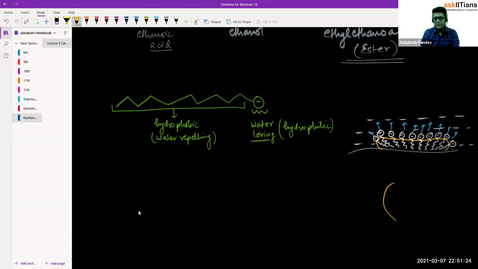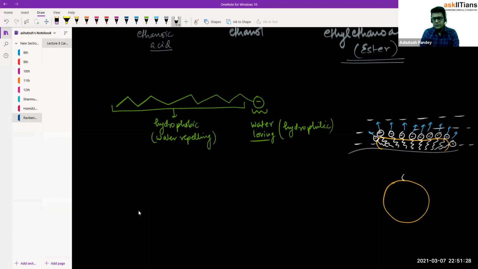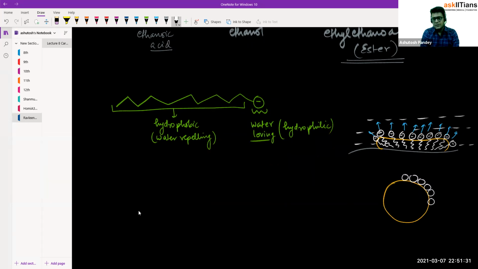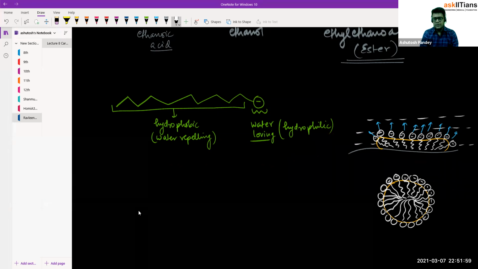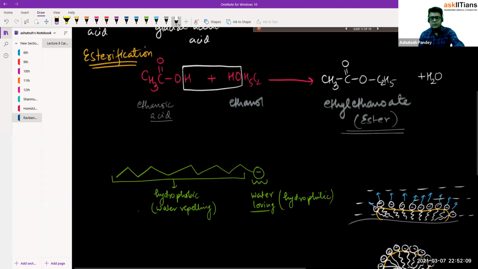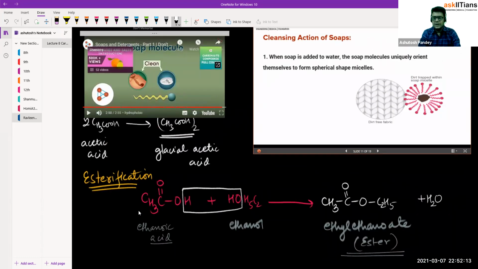So we are going to have this situation in which we have all these soap molecules arranged in a spherical manner like this, with the negatively charged part or hydrophilic part outside, and this spherical arrangement is called a micelle. So the dirt is trapped within the soap micelle.